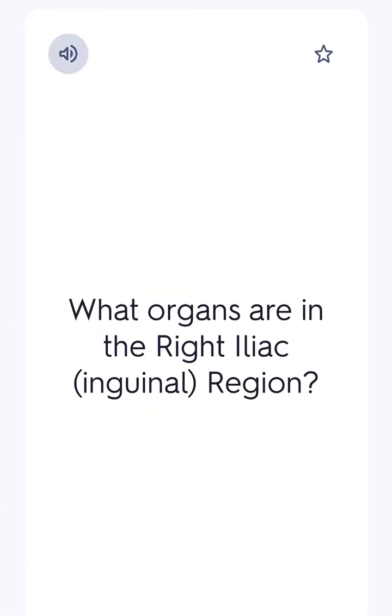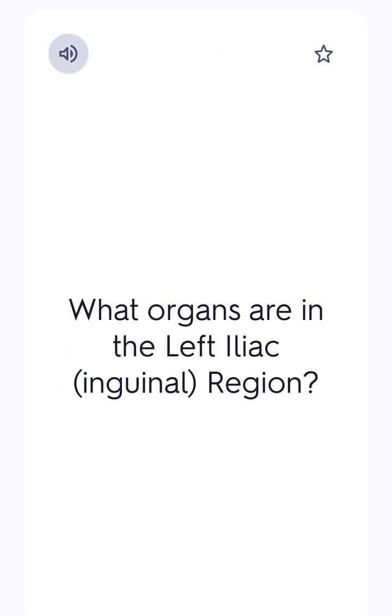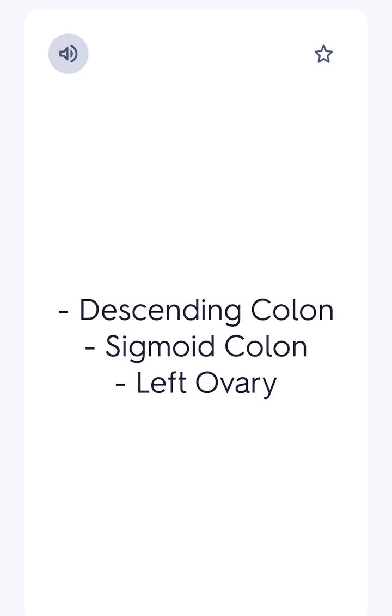What organs are in the right iliac region? Appendix, cecum, ascending colon, right ovary. What organs are in the left iliac region? Descending colon, sigmoid colon, left ovary.